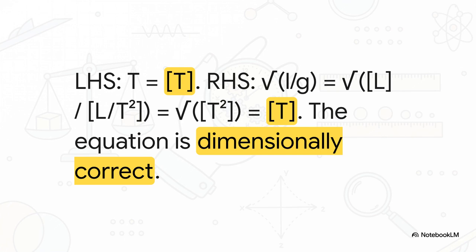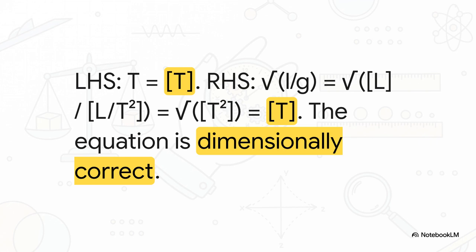The left-hand side, T for period, obviously has the dimension of time, t. Now for the right-hand side, first thing, ignore the 2 pi. It's a dimensionless constant. So we're looking at the square root of length, L, divided by acceleration, which is L over t squared. Look what happens. The L's on the top and bottom cancel right out.